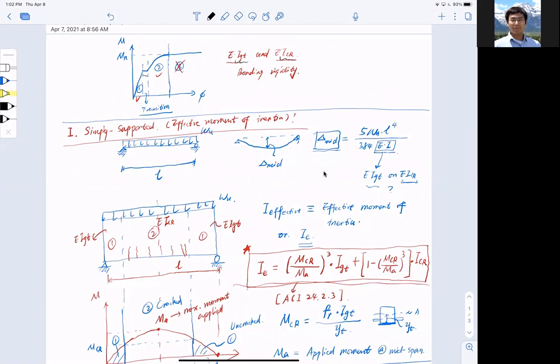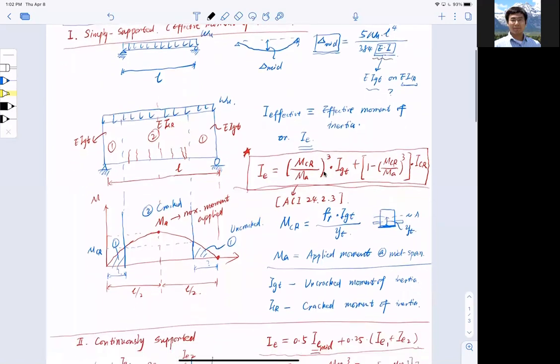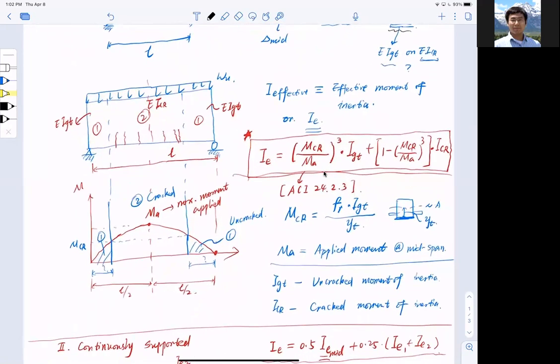So for the two stages we discussed how we compute the IGT and ICR, and we're going to use them to calculate the deflections. In terms of simply supported beam under distributed load, the equation for deflection is known. The most important thing for us is to find the effective Young's modulus and moment of inertia. Because the moment distribution is not uniform, it's not a constant moment throughout, that requires us to compute the effective moment of inertia, I effective.